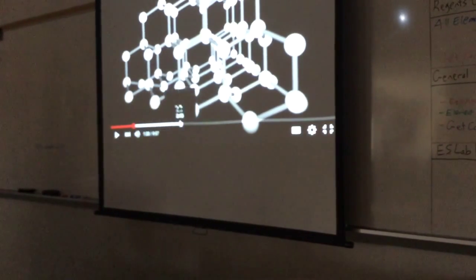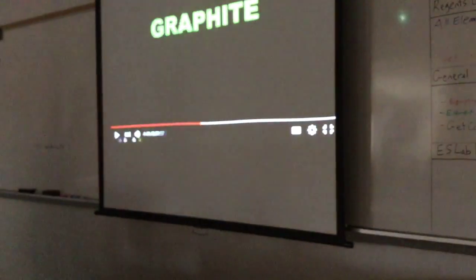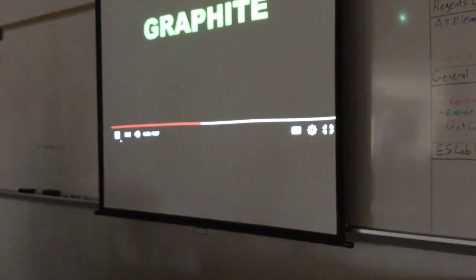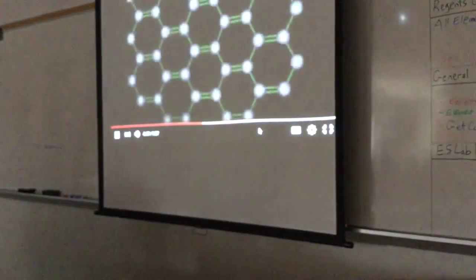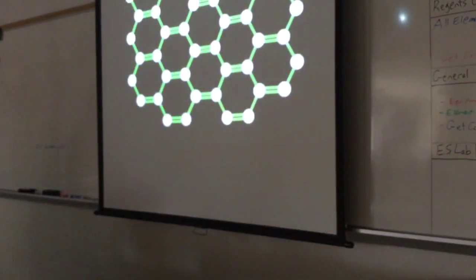Next is graphite. I don't want to talk about that other one. It's basically the same as diamond. Here's graphite. Graphite is quite different from diamond and lonsdaleite.